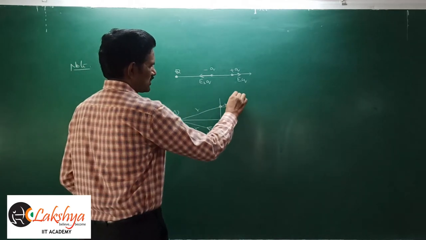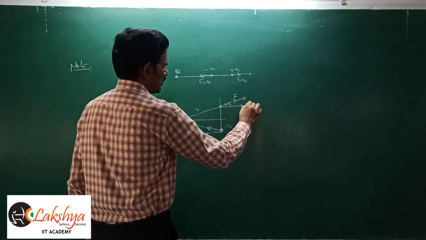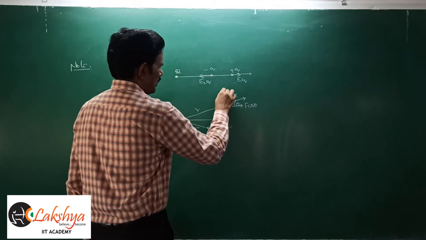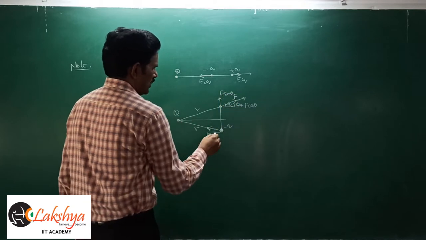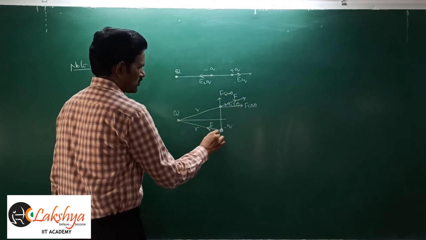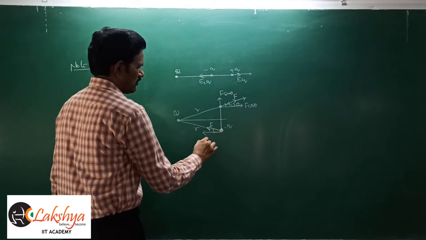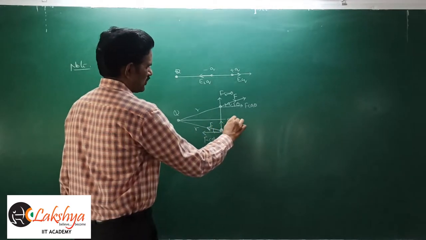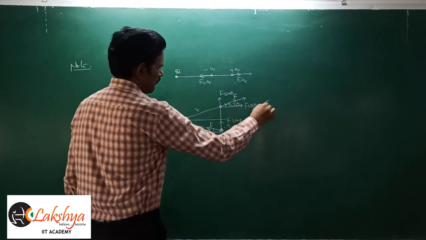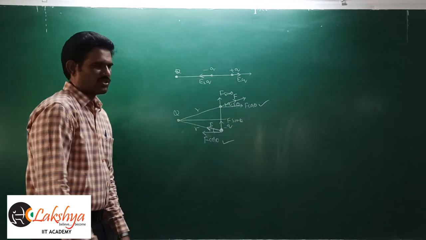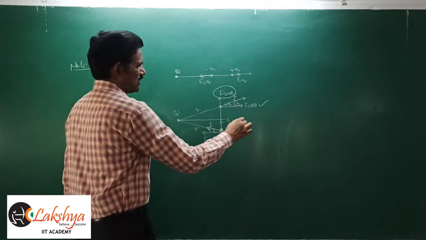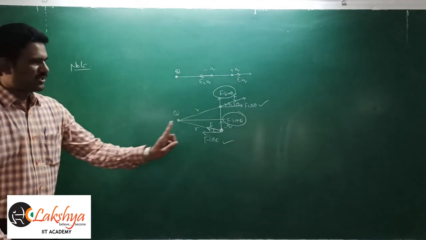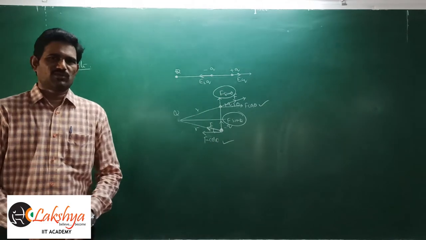Here if you resolve this F into components, you will get F cos theta along this direction, if this angle is theta, and this will be F sin theta. Similarly for this F, if you resolve this into components, this angle will be theta, so this is F cos theta, this is F sin theta. The F cos theta components will cancel with each other, and these two F sin theta components will be added together. And so the net force acting on the dipole will be along this direction.